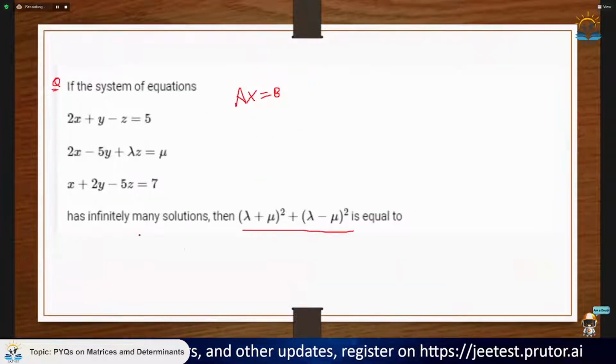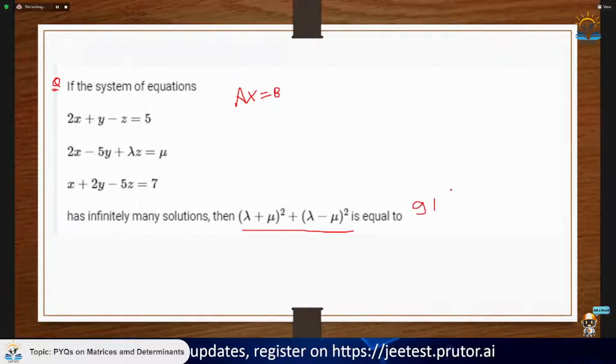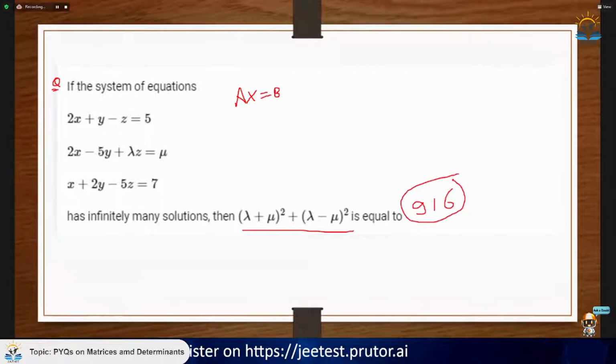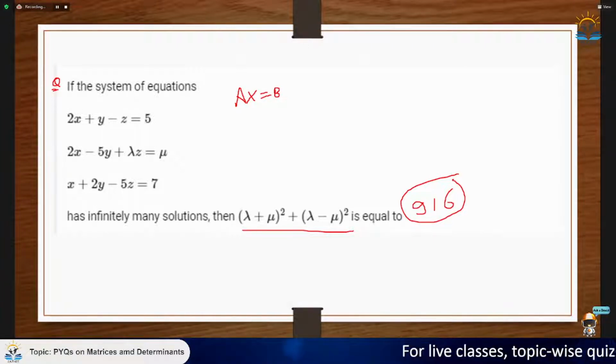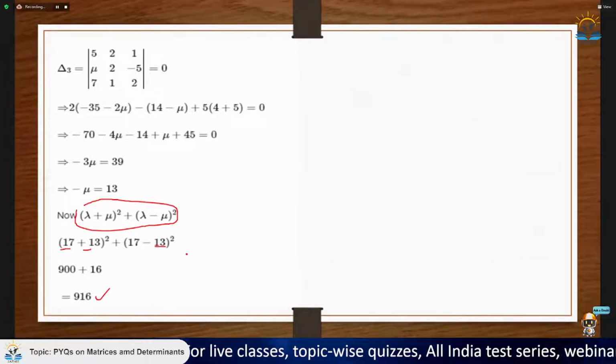So it was simple. You just need to know how to solve these three simultaneous equations using the concept of A1, A2, A3. Basically, for infinite number of solutions, you need to make each and every determinant equal to 0. Then only you can get infinite number of solutions. If you are to do using adjoint A into B, then you need to make adjoint A into B also equal to 0 to get infinite number of solutions. Simple. So 916 was my final answer.